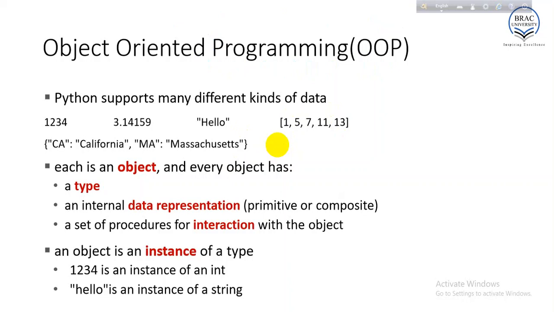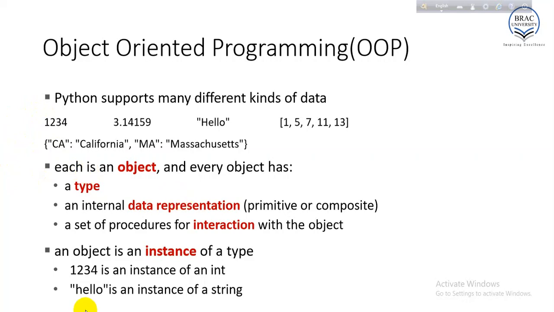Now in Python, we see that it supports different kinds of data types. So here 1, 2, 3, 4, this is an integer. 3.14159, this is a floating point number. Hello, this is a string. This is a list, and this is a dictionary. So we know these data types. Now we know that there are different kinds of data types, but what we do not know is that each one of these is an object.